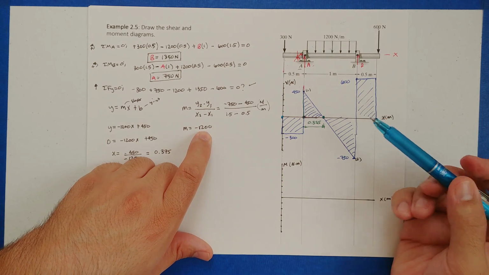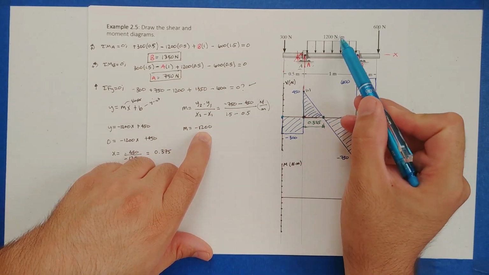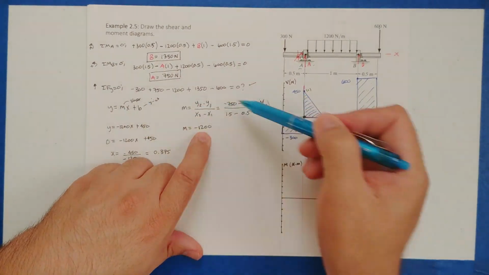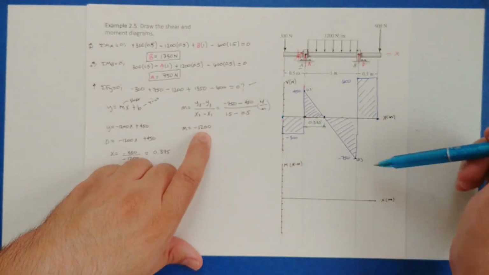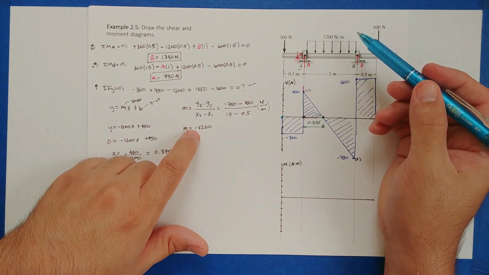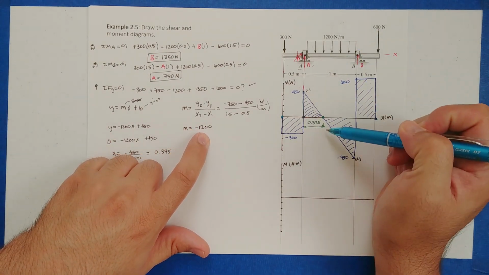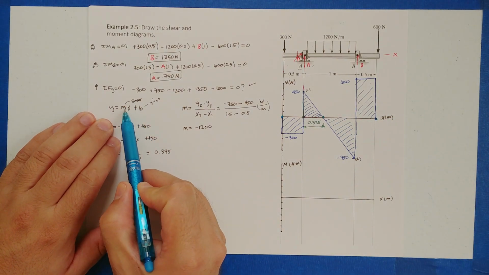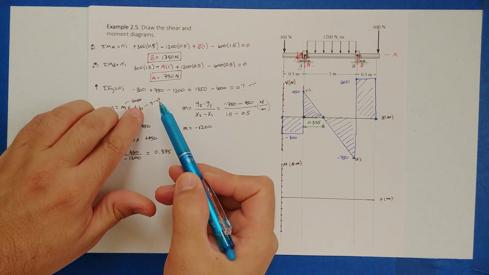This should not be a surprise because we already know that the distributed value is going to give us the slope for that line. But I just wanted to remind you with this completely graphical way. Anyways, so minus 1,200 is going to be the slope. So we can go ahead and finish off the equation. We know the slope. Next is the intercept.